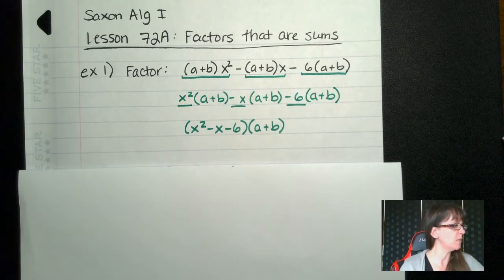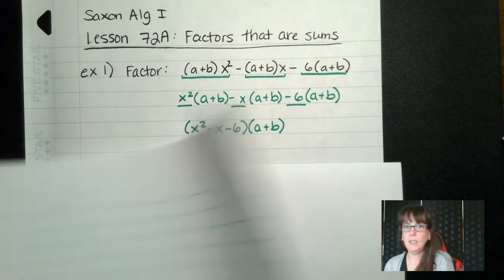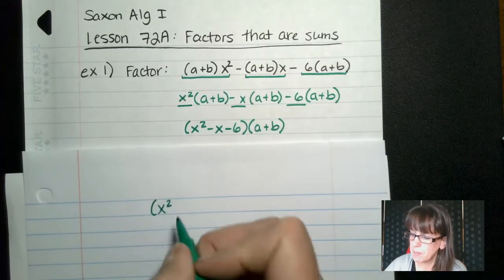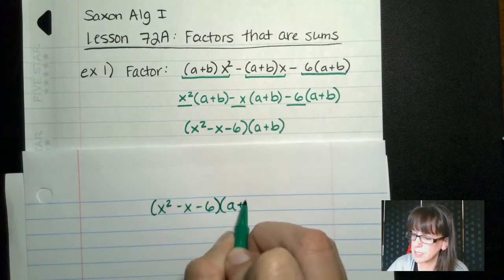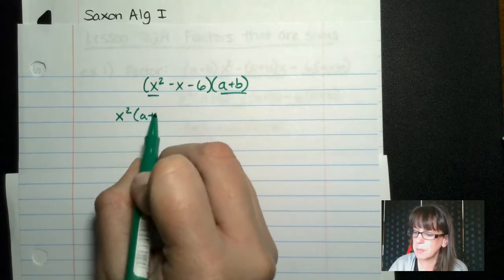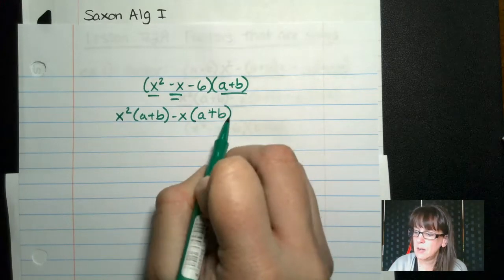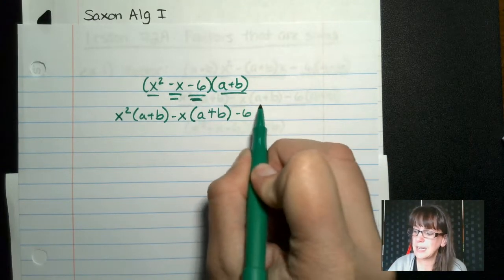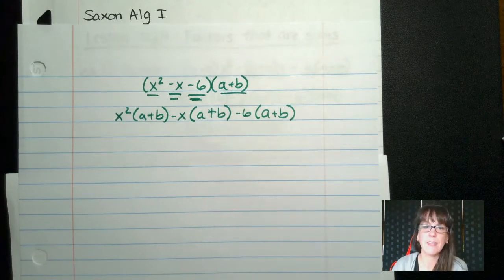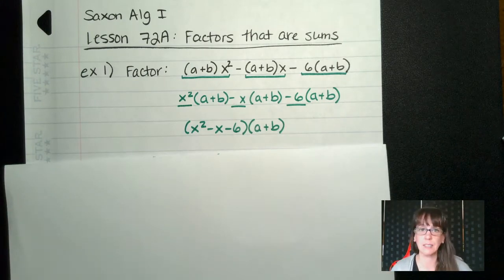Just in case you're not seeing that, let's do a practice with that. So here I have x squared minus x minus 6 times a plus b. All we're doing is saying, take this and multiply it by this. So x squared times a plus b, then minus x times a plus b, and then minus 6 times all that same a plus b. Then we would distribute it to each one of these and combine our like terms. So it's just a version of distribution. If you can see it that way, I think that makes it a little easier.